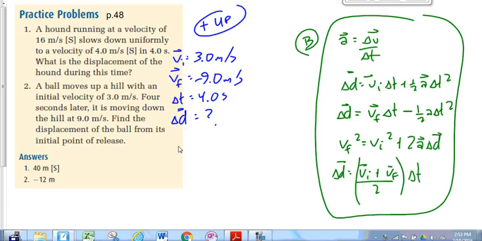So whether we like it or not, we've got to use one of the ones in green here in our group B list. Which one do you want to try, Oliver? Yep, over 2 times T? We can absolutely try that.